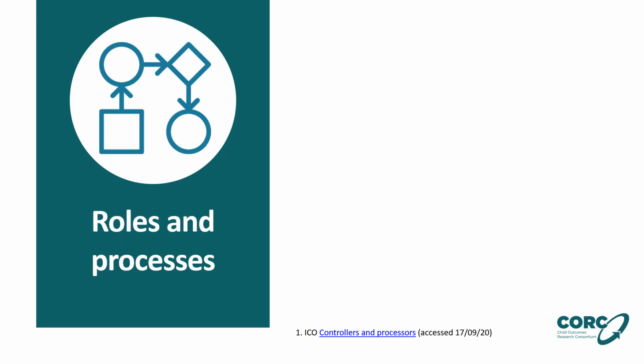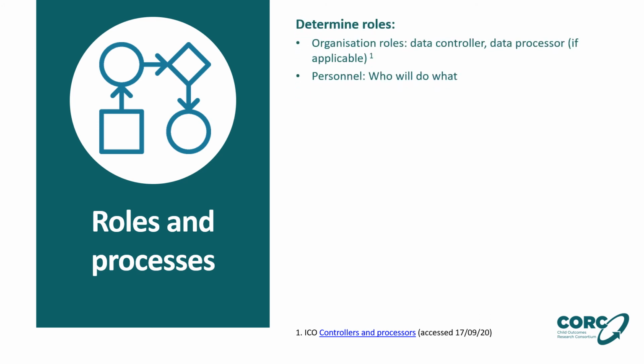The fifth area involves defining roles and processes. Roles should be set out at an organization level and a personnel level. When personal data are being shared, the role of the recipient organization should be defined in terms of data controller or data processor. This will clarify each organization's responsibilities to data subjects and supervisory authorities.